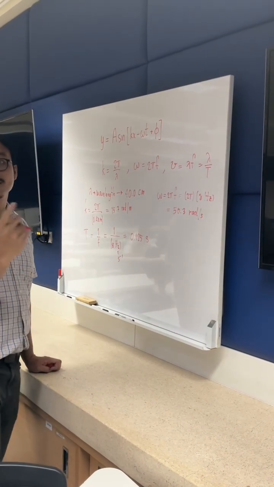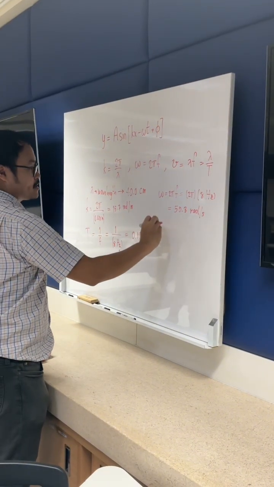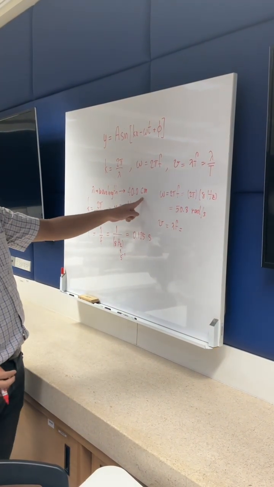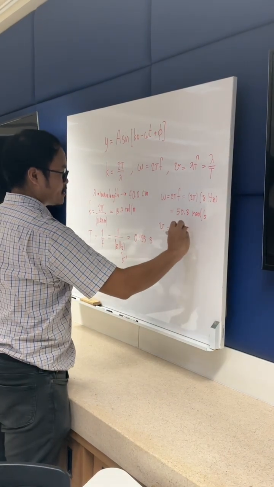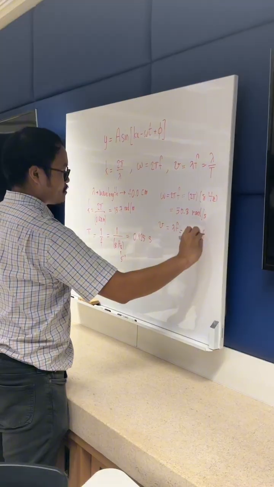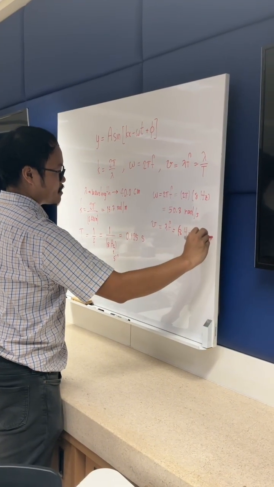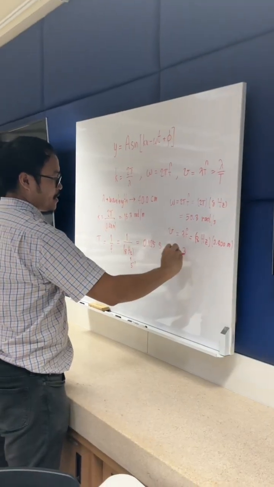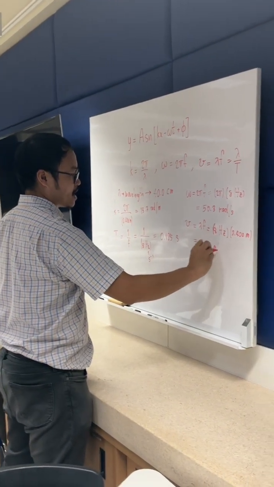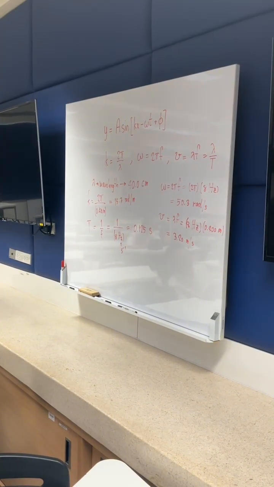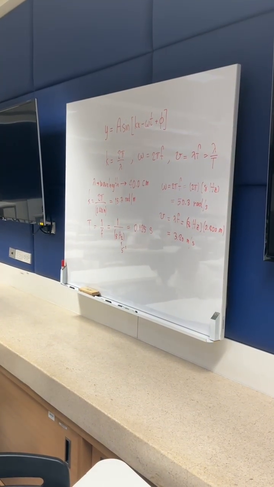And the last thing is the speed, right? Speed is just lambda times f. And lambda is 40 centimeters, so it's just 8 hertz times 0.400 meters, right? And that's going to be 3.20 meters per second, right? Because this is 1 over second. Now, what else do we need to do?